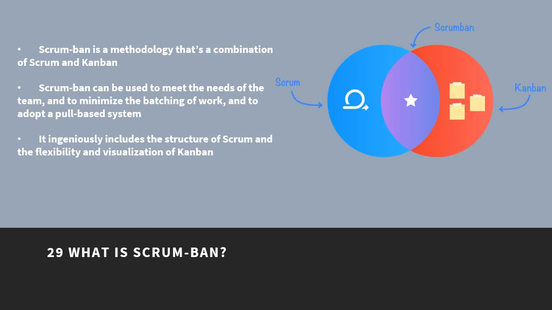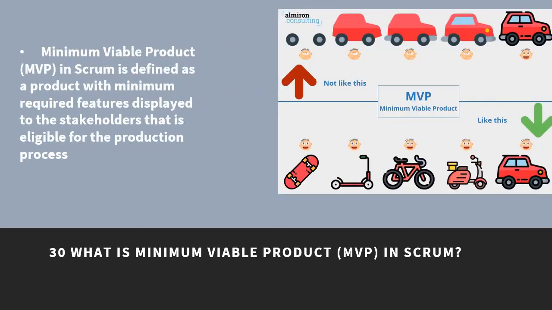What is Scrumban? Scrumban is a methodology that's a combination of Scrum and Kanban. Scrumban can be used to meet the needs of the team and to minimize the batching of work and to adopt a pull-based system. It ingeniously includes the structure of Scrum and the flexibility and visualization of Kanban.